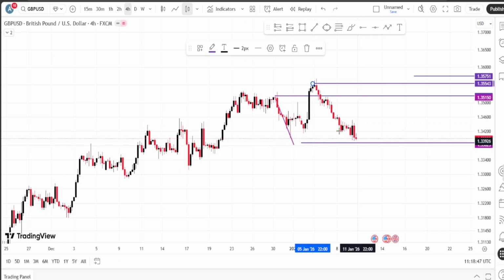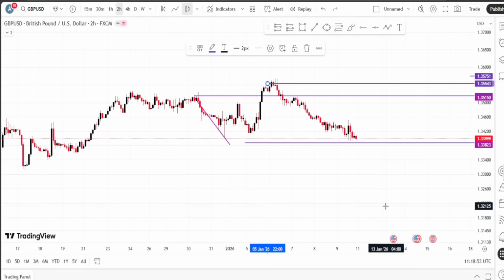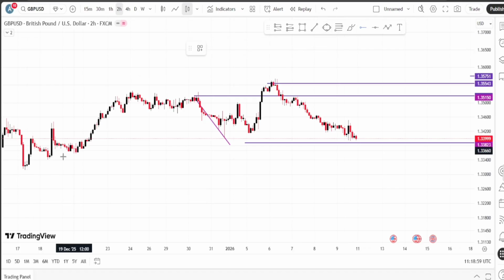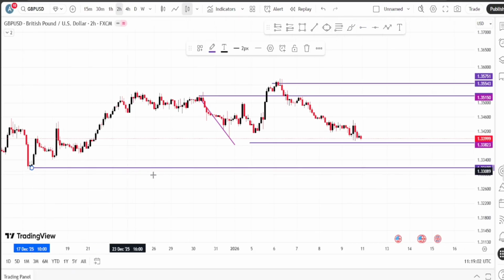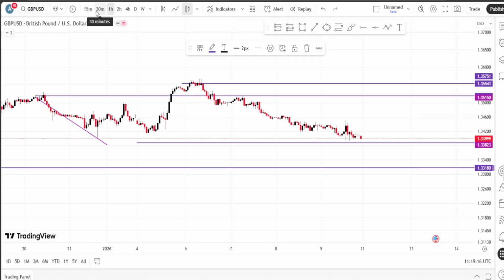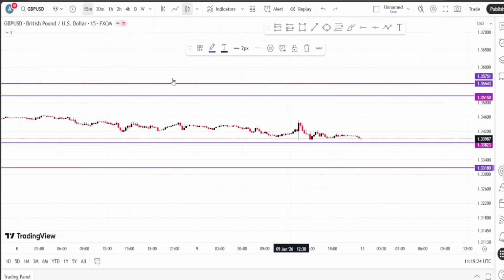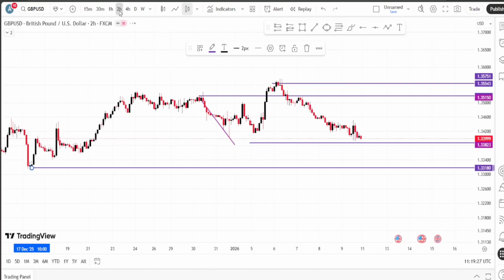what I would like to see is, if I move to the 2-hour chart, we have these relative lows here, which also serve as a liquidity point. All I want to see next week is a candle closure. Or if I look into a smaller time frame, you can see a little bit of consolidation.